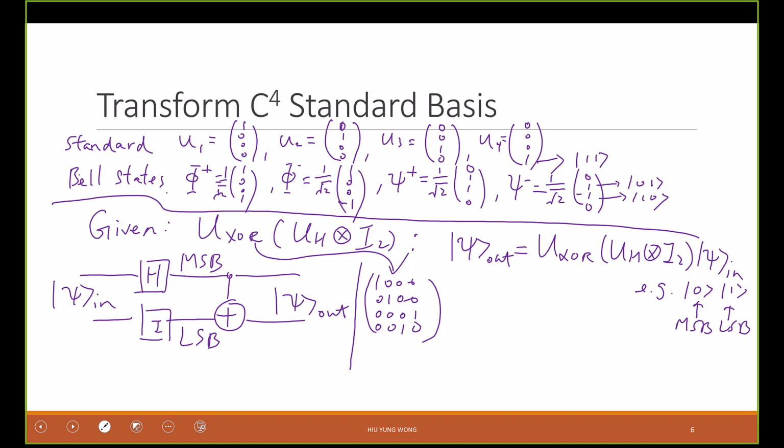Still confusing? Which part? No, what do you mean by tensor? This is already a tensor product. Or you mean matrix form? You don't need matrix form. You don't see that from matrix form. From here, left one is MSB, right one is LSB. That is the definition in this class.